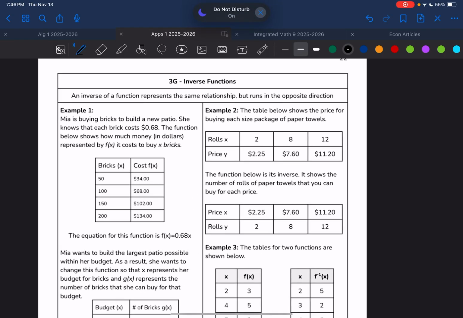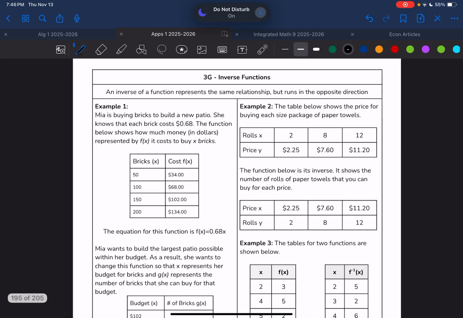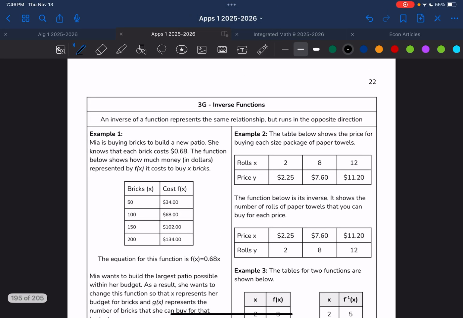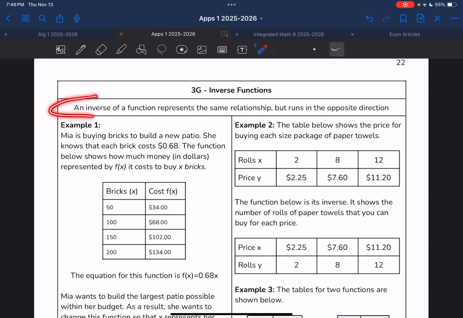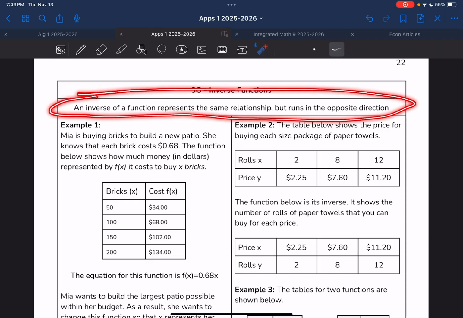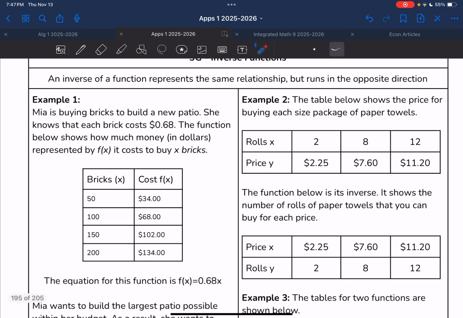All right, so in this video, I'll be talking through page 22 of the notes packet. This is where we are introducing the concept of an inverse function. As you can see, the headline here is that the inverse function represents the same relationship, but in the opposite direction. So what does that mean? Well, let's look at example 1 here for some intuition.